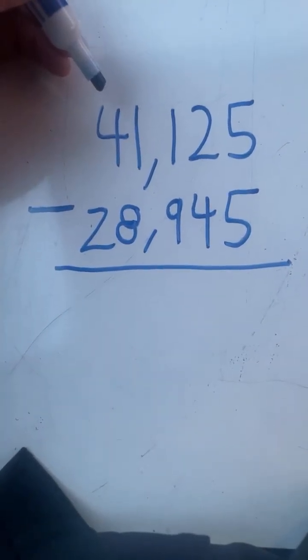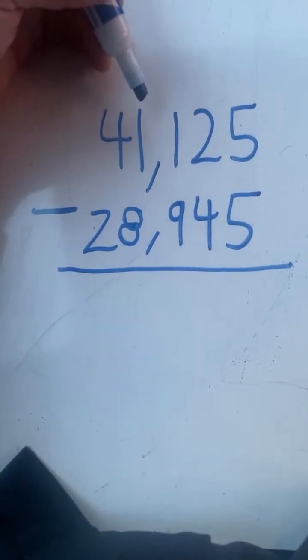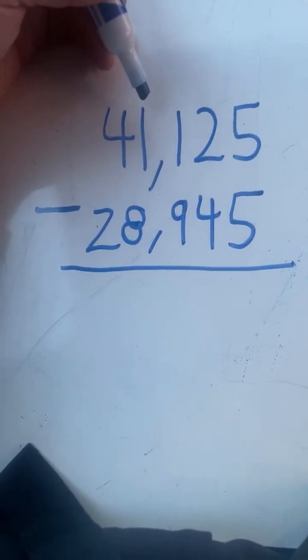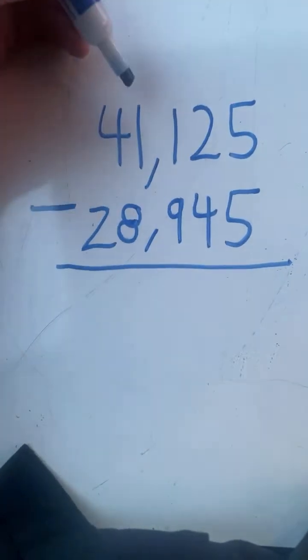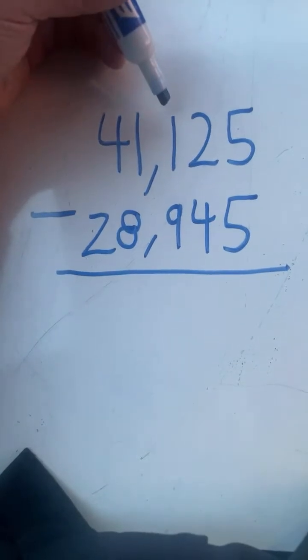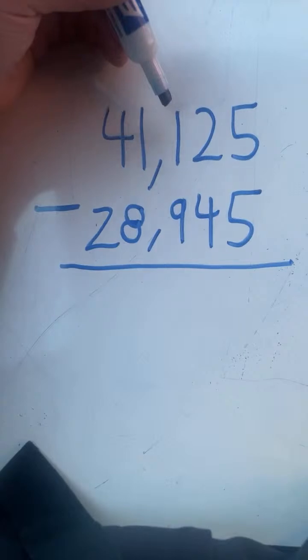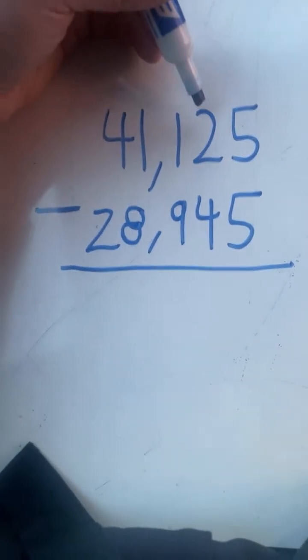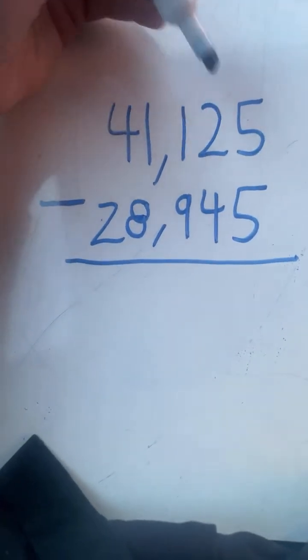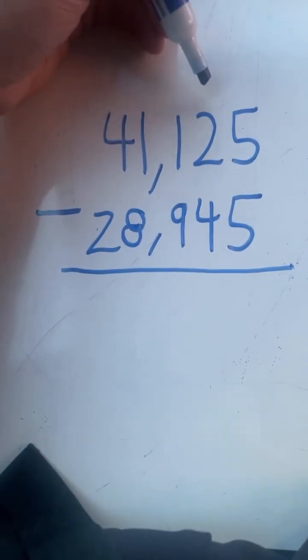So looking at this problem, the top digit is bigger in the 10,000s place. In the thousands place, the bottom digit's bigger. You cannot start out with 1 and take away 8. In the hundreds place, again, the bottom digit is bigger, so you cannot start out with 1 and take away 9. And you cannot start out with 2 and take away 4. So we have to regroup in the thousands place, the hundreds place, and the tens place.